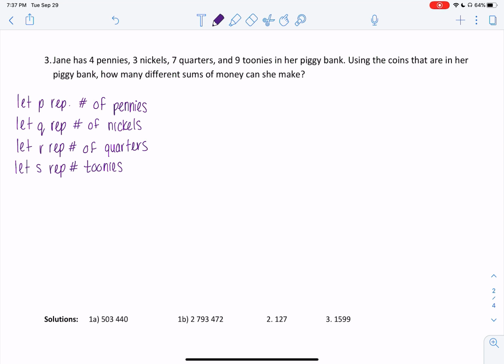So now if I think of my formula for when I have situations like this, where I have piles of the same objects, I'm going to take P plus 1, multiply that by Q plus 1, multiply that by R plus 1, multiply that by S plus 1, and then I subtract 1 from all of that. And I subtract 1 because I do want a sum of money and I don't want the 0 option. So I'm going to get rid of that by subtracting 1.